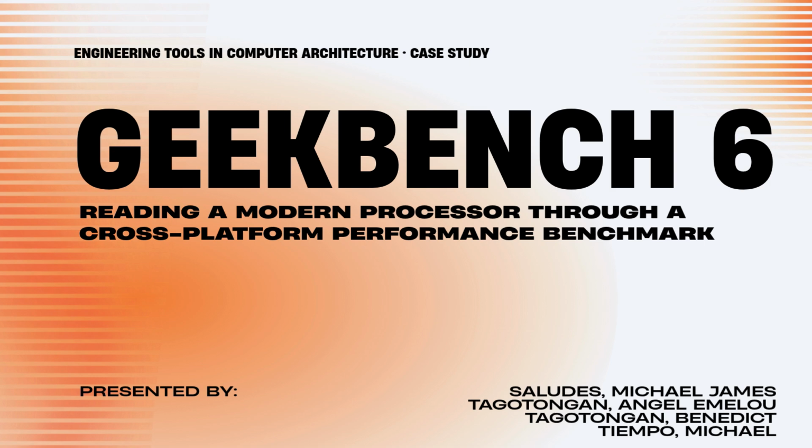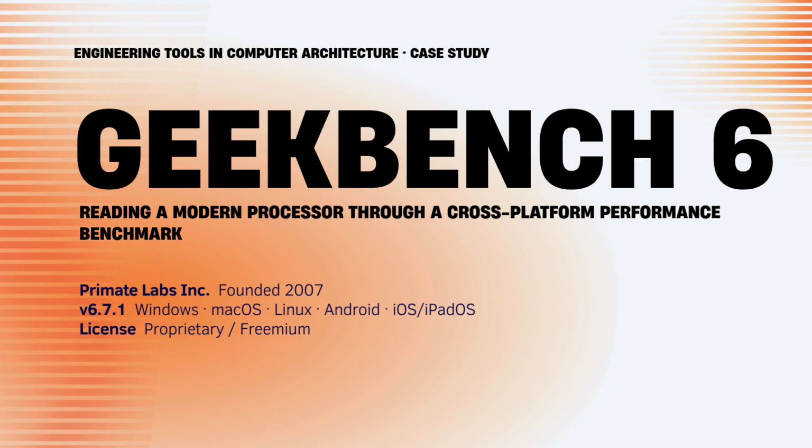Good day, everyone. Today, our group will be presenting Geekbench 6, a cross-platform performance benchmark developed by Primate Labs. Geekbench 6 is a proprietary benchmarking tool available on Windows, macOS, Linux, Android, and iOS. Its main purpose is to measure and compare the performance of CPUs and GPUs across different devices.